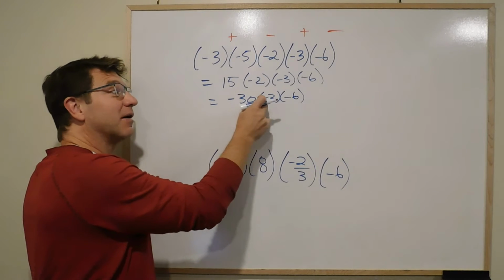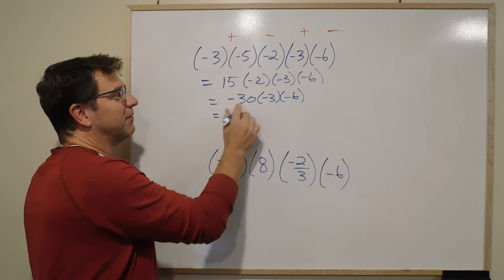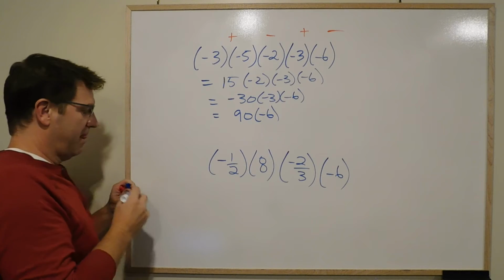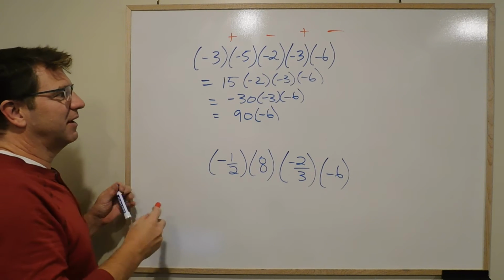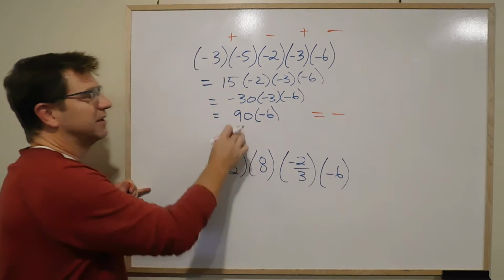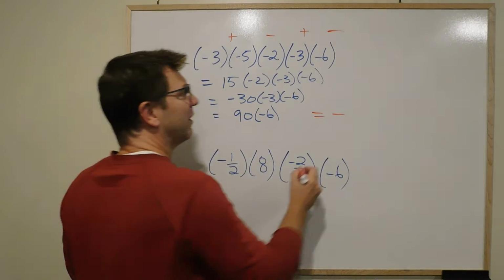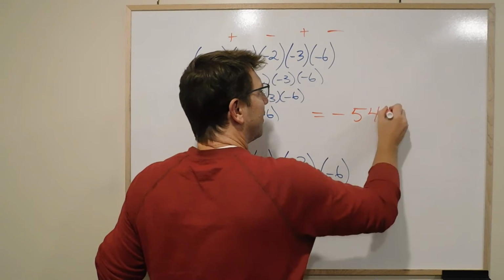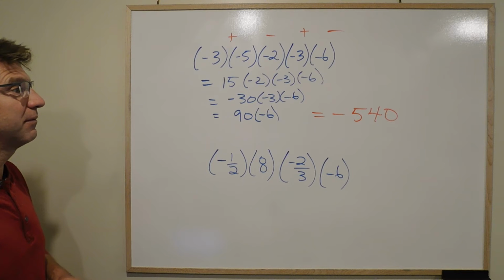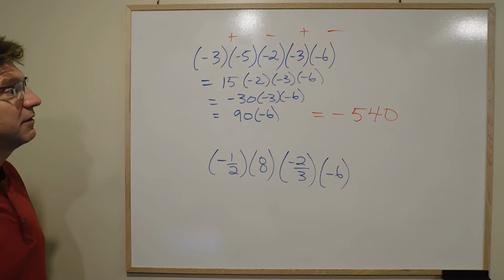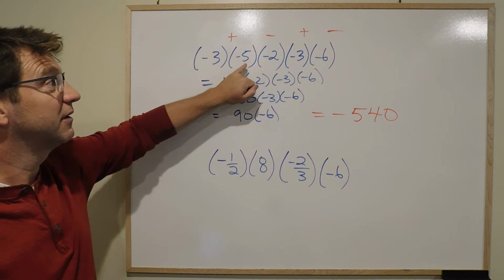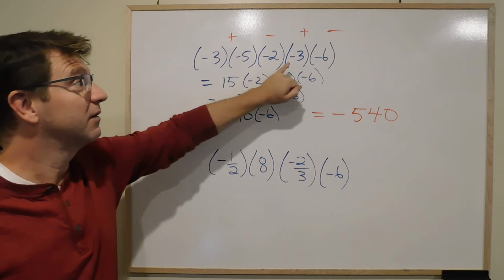Negative 30 times negative 3, negative times a negative is a positive 90. Right? And positive times a negative is going to be a negative answer. 90 times 6, 540. So you're going to have negative 540. Okay, so we'll go with that one. Okay, did that work? Well, 3 times 5 is 15, times 2 is 90, and negative 540.